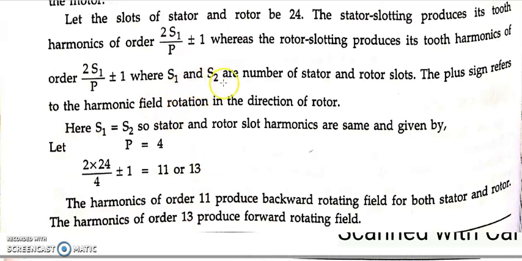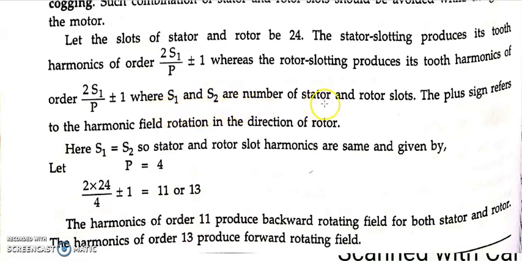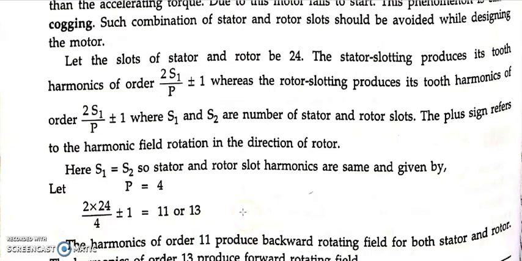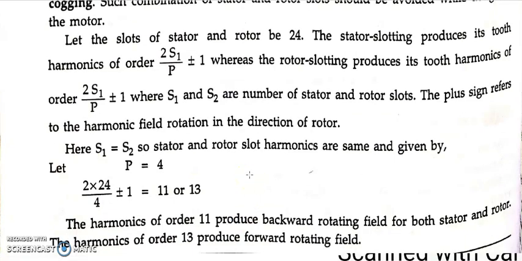Where S1 and S2 are what? S1 and S2 are the slots of your stator and rotor respectively. Let S1 be the stator slots and S2 be the rotor slots, and we are assuming that rotor and stator have the same number of slots. The same number of slots means the poles will be the same. After substituting the values, we get 11 or 13, and we came to know that the 11th is opposing the direction of rotation of the rotor, whereas the 13th is aiding the direction of rotation of the rotor. The stator slots as well as rotor slots produce tooth harmonics. Remember, those two will cause the tooth harmonics.